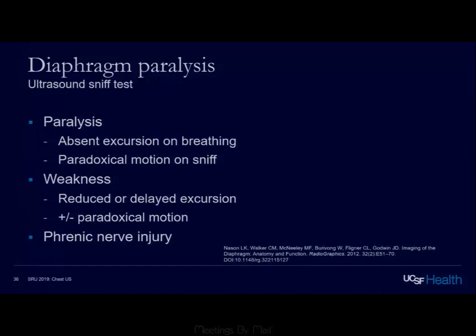Diaphragmatic paralysis is defined as absent excursion on breathing and is associated with paradoxical motion. Weakness is reduced or delayed excursion, and it may or may not be associated with this paradoxical motion. The etiology is phrenic nerve injury, which most often is from cardiac surgery, but it can also be from tumor, radiation, or infection, inflammation at the area.